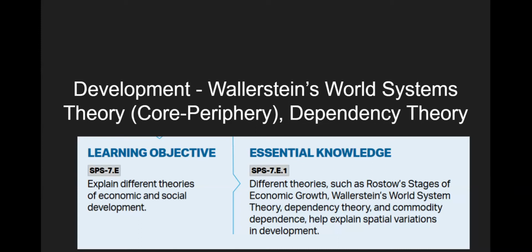Today we're going to talk about one of the two important theories of development that exists within our economic geography unit. It's called Wallerstein's world systems theory, oftentimes known as the core periphery model. I've mentioned these terms before in class: the core, the semi-periphery, the periphery, and now we're going to talk about what they mean and how they tie in with economic geography as a whole.